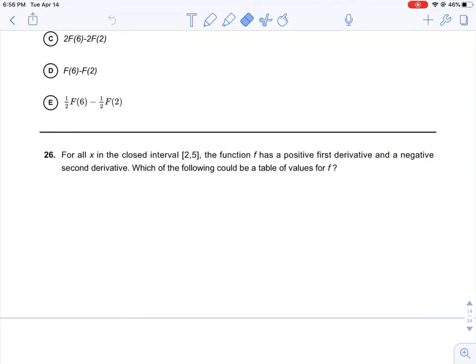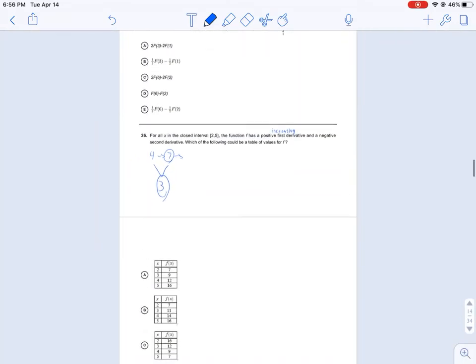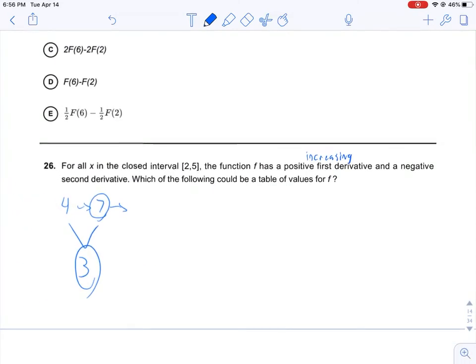26, for all x in the closed interval, the function f has a positive first derivative and a negative second derivative. Which of the following could be a table of values? All right, so if we have a positive first derivative, that means the function is increasing. If it's a negative second derivative, that means the rate it's increasing is decreasing, which means, let's say it went from a value of 4 to 7. That's an increase, right? Then when it changes from 7 to something else, this is an increase of 3. It has to increase by less than 3. So it has to be any number less than 10 but bigger than 7. So it increases from 7 but increases less than it increased the step before.